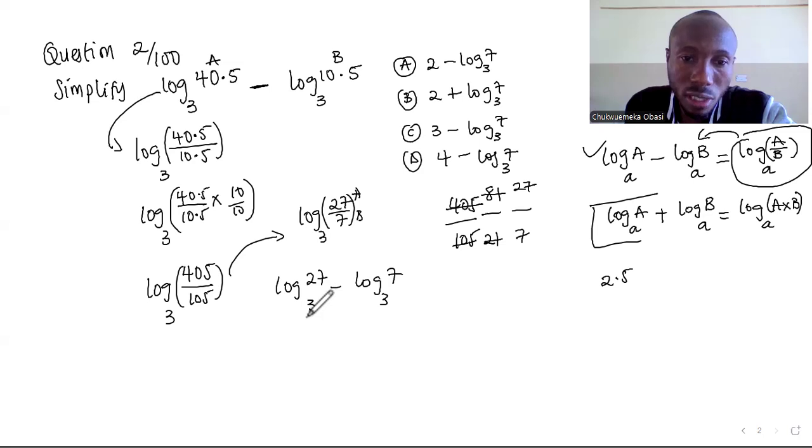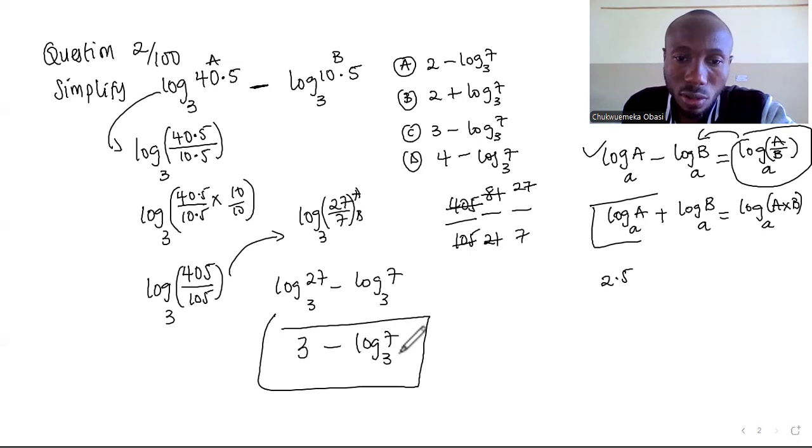Now, if I have log 27 base 3, what is this asking us? It's asking you, 3 raised to the power of what number will give us 27? That is 3. So 3 raised to the power 3 gives me 27. So all of this quantity here is going to be 3. And here we don't have to simplify this guy. This cannot be simplified, so we just leave it at that. And if you look at the options, this is what we got: 3 minus log 7 base 3. And that is option C.